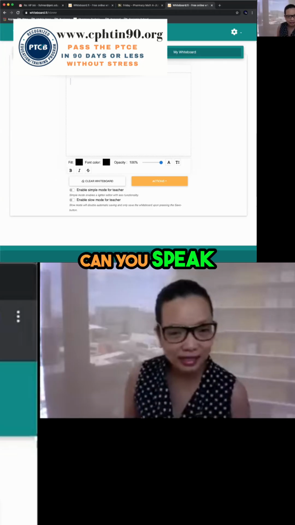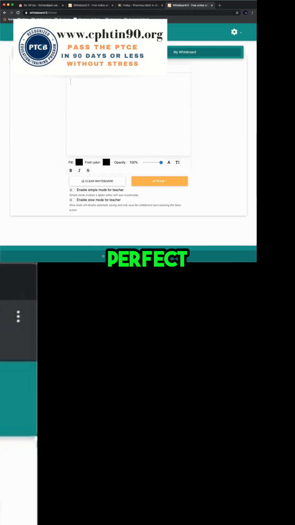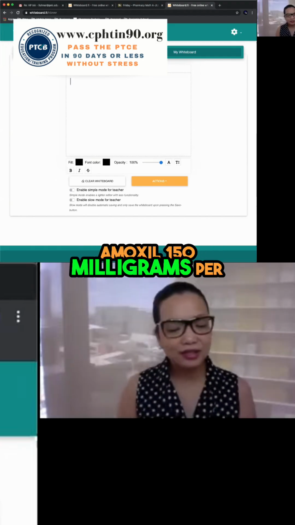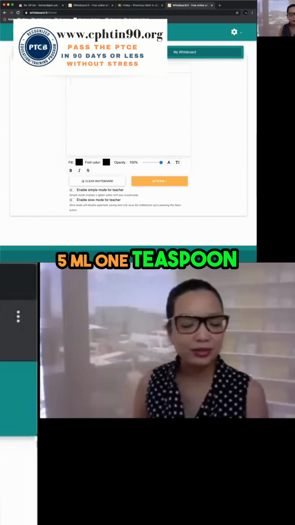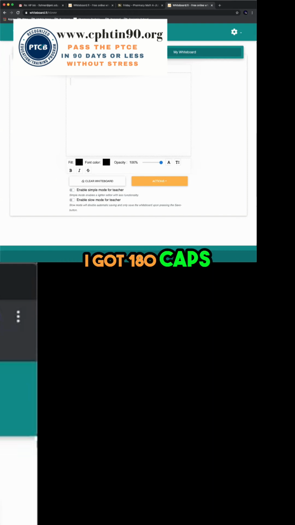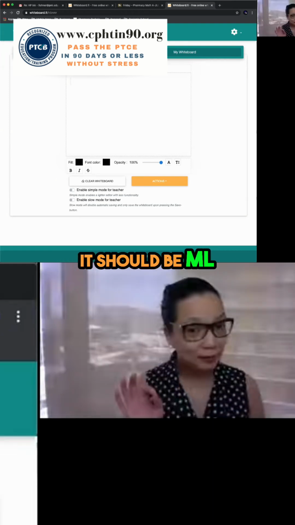Shauna, can you speak? Yeah. Okay, perfect. We're going to do the left column going down. Amoxil 150 milligrams per 5 ml, 1 teaspoon TID times 12 days. Quantity would be? I got 180 caps. Okay, it should be ml.